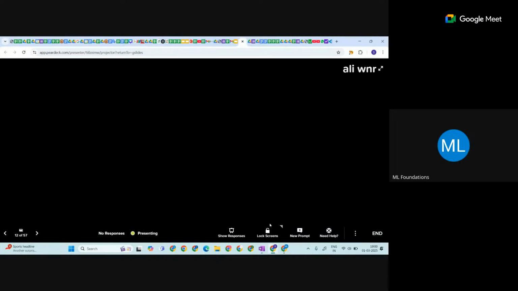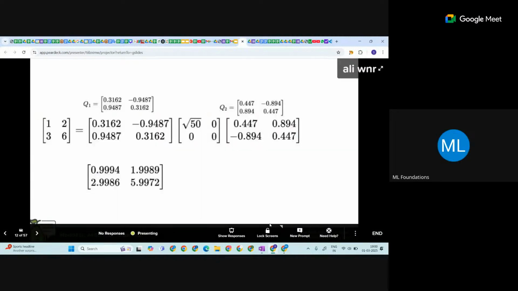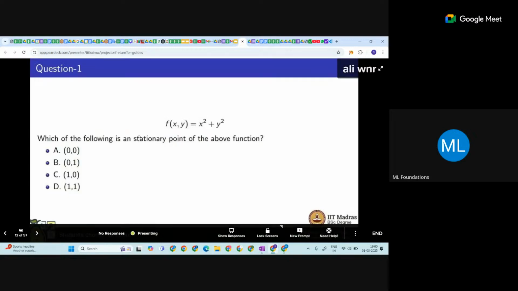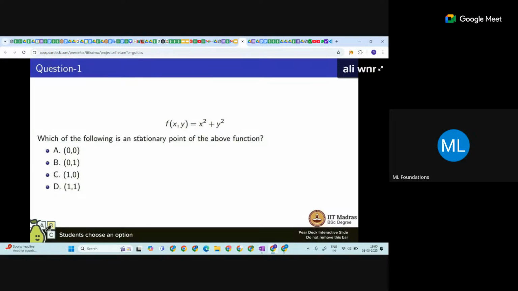Okay, let's do it quickly now. The next one, if you see here, is all mentioned here. This is the SVD. Let's do one problem on stationary points. Then we'll try the next. All of you choose which option is correct here.